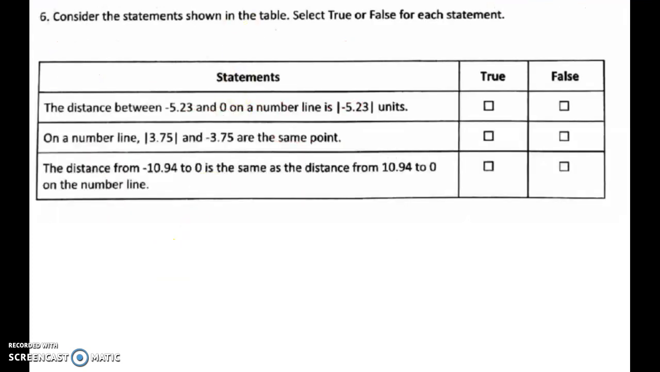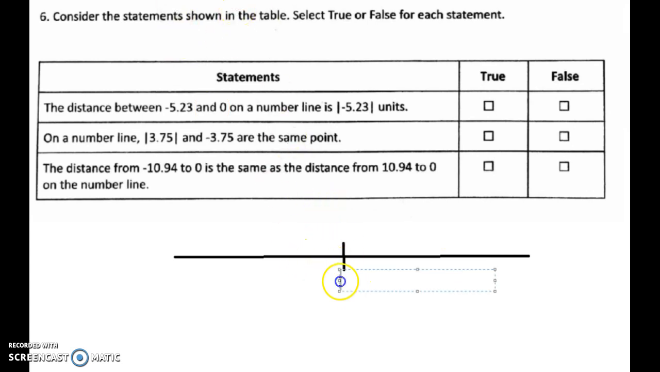All right, number 6. It says consider the statements shown in the table. Select true or false for each statement. So the distance between -5.23 and 0 on a number line is the absolute value of -5.23 on a number line, right? So if it makes it easier, you can draw a number line and just think about it. Let's see here. This would be 0, right? And it's talking about -5.23.